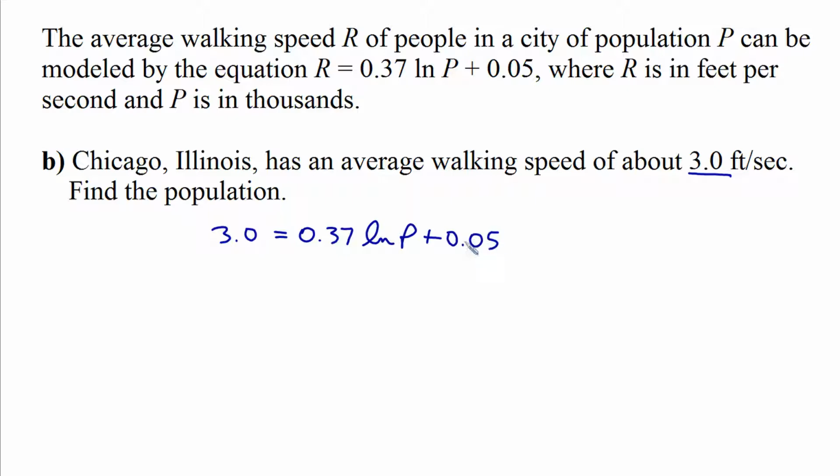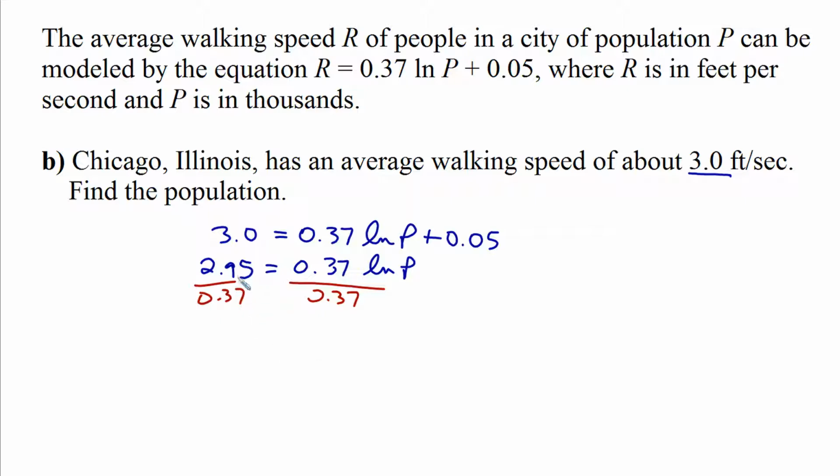Now we need to solve for p. Well, first we'll subtract 0.05 from both sides of our equation. This gives us 2.95 = 0.37 ln(p). Next, we need to isolate the natural log by dividing both sides by 0.37.